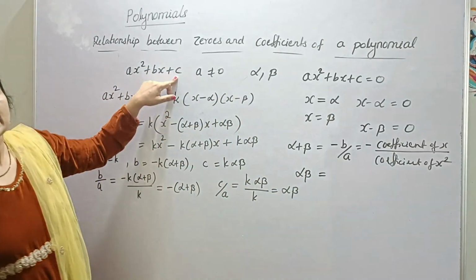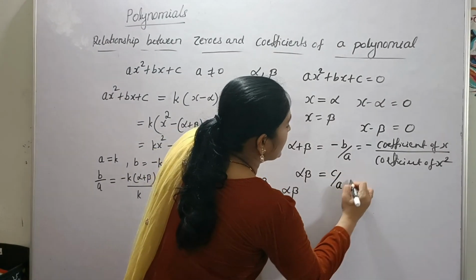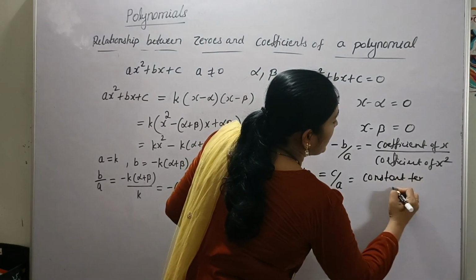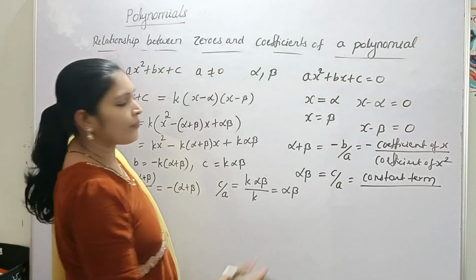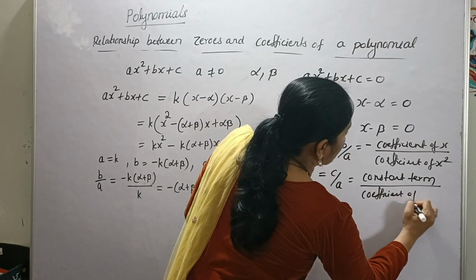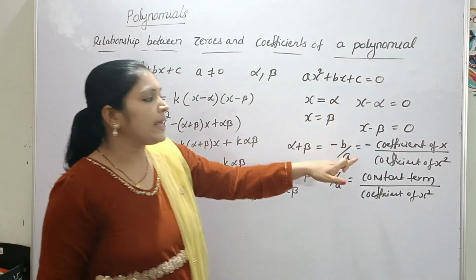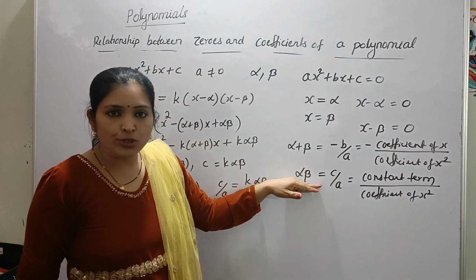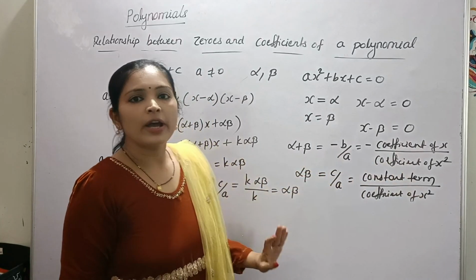What is c? c is the constant term. So c by a, that is constant term divided by a, is nothing but coefficient of x square. So sum of zeros is equal to minus coefficient of x divided by coefficient of x square, and product of zeros is equal to constant term divided by coefficient of x square.